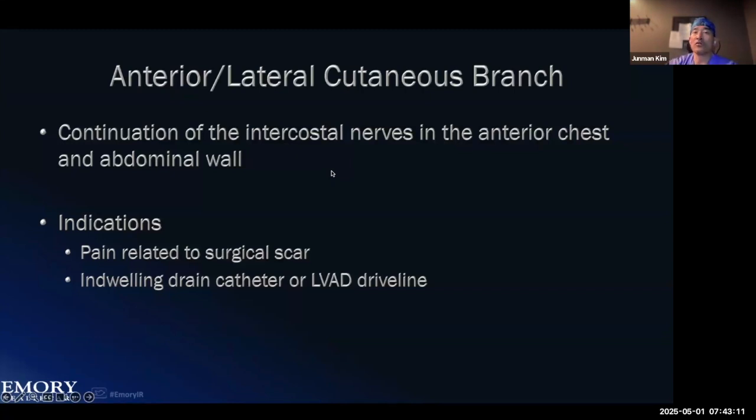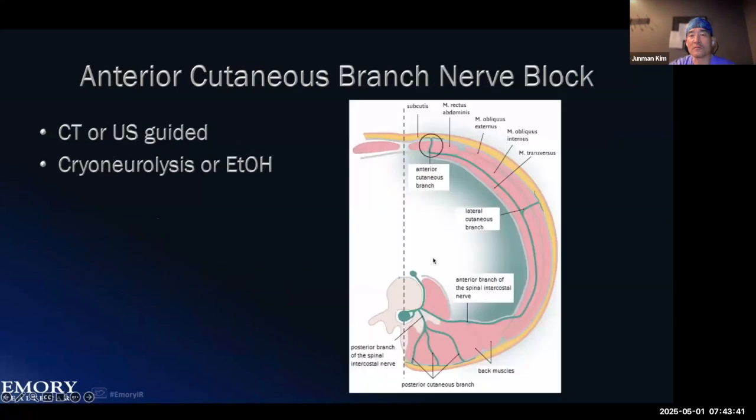So, the anterior lateral cutaneous branch. What is this? I'd never heard about this, but this is actually not difficult. It's the continuation of the intercostal nerve in the anterior chest and abdominal wall. So pain related to a surgical scar in the abdomen or through the rectus muscle. This example patient had an LVAD, a left ventricular assist device, and had a power cable coming through the rectus muscle. So this is the diagram, the intercostal nerve that goes all the way to the anterior. This is called the anterior cutaneous branch.